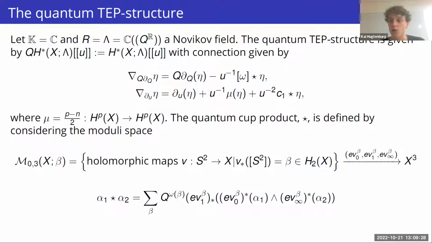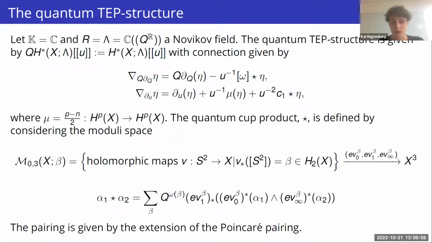And then what you say is that the quantum cup product between alpha 1 and alpha 2 is the sum over all degrees beta of Novikov parameter q to the beta, weighted by the area, and then you do your push-pull. So you pull the differential forms back to the moduli space using 2 of the evaluation maps, and then you push them forward using the 3rd evaluation map to obtain a differential form on X. Okay, so that's the quantum type structure. Oh, yeah, I forgot to say the pairing is the Poincare pairing.